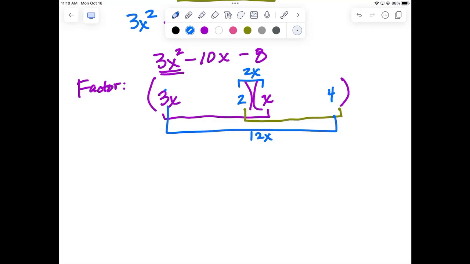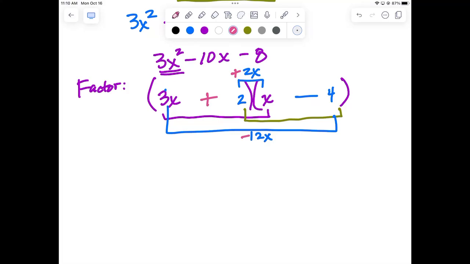The larger of those two has to be negative. In order to get a negative 10, the larger of the two has to be negative. So the 12x came from the 3x and the 4, so I'm going to make that a negative 4. And I'm going to make this a positive 2. That gives you a positive 2x and a negative 12x. Does that give you a negative 10x on the inside? It does. And does that give you a negative 8 on your last?